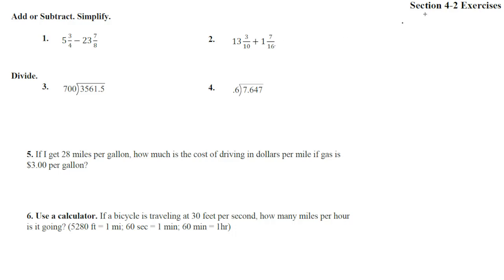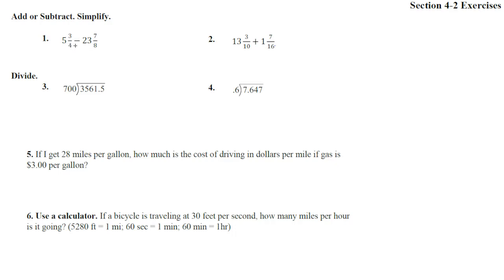Here we are in section 4-2, exercises numbers 1 through 6. Add or subtract and then simplify. So here we have a subtraction problem. So remember, we've got to put the strongest on top, and we have to get common denominators to set it up correctly. So let's look at the denominators.